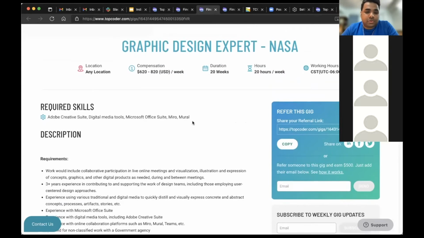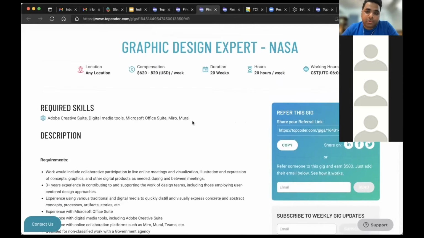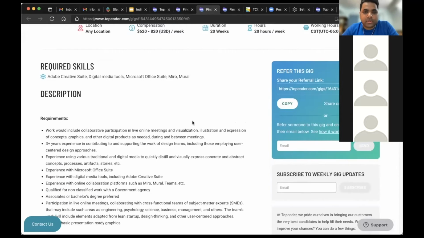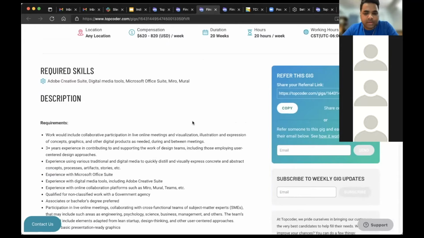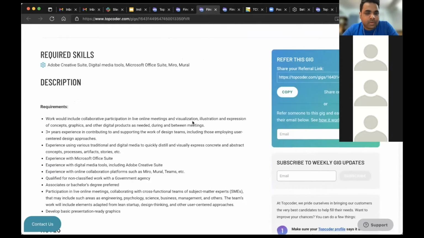Okay, moving on from development to design. I'm actually pretty happy to see a design related gig, because usually you have only development gigs. You need to be pretty familiar with Adobe Creative Suite and digital media tools, Microsoft.